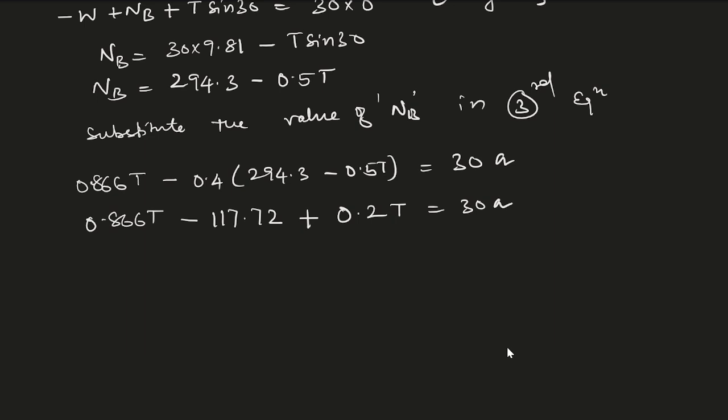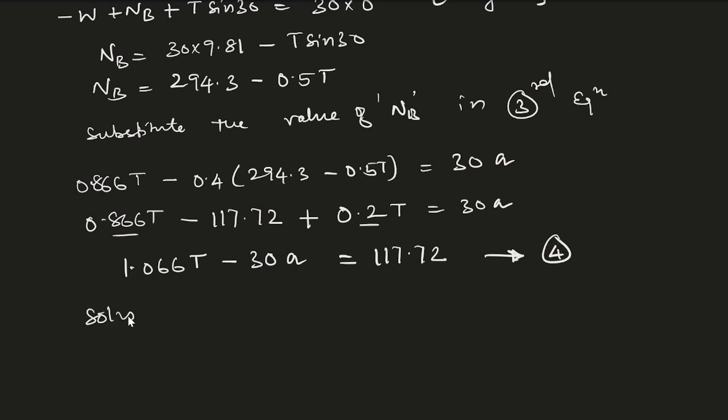If you see, we can add both the T terms: 0.866 plus 0.2 gets 1.066 T, minus 30a, since I have taken this a to the other side. This will be equal to 117.72. So this is your fourth equation. Now solving the second and fourth equations simultaneously.